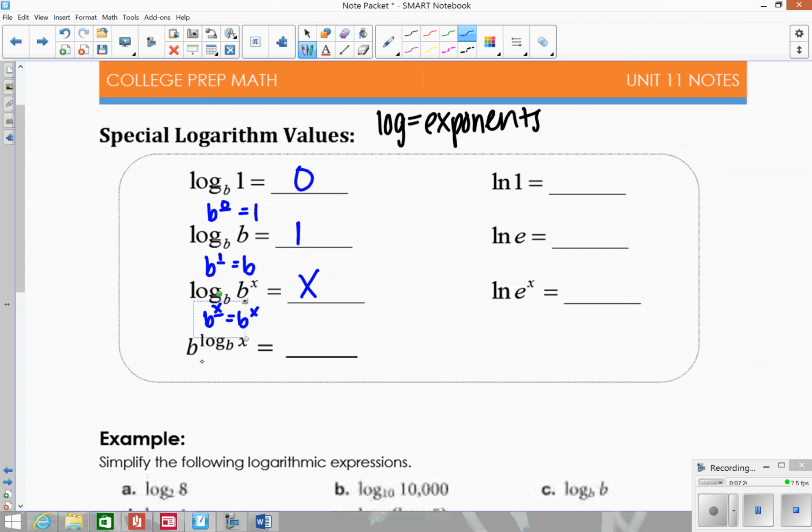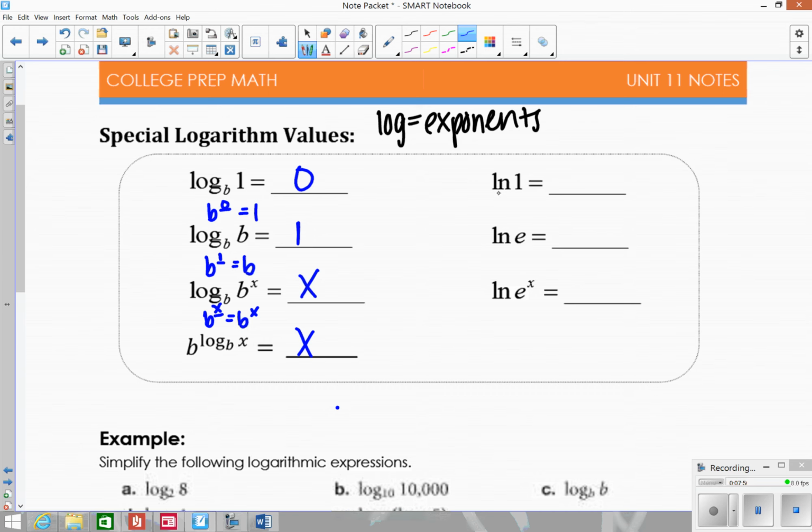And this one is a little bit different. This one's just going to equal x. It's a little bit different because it's b raised to log base b of x. So what happens is the b and the log b end up canceling out, so you're left with just an x. And that's going to be something that we're going to use when we start solving equations.